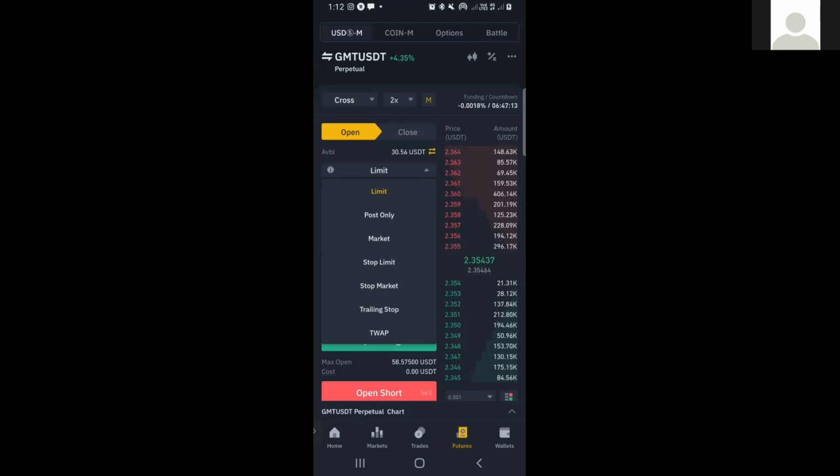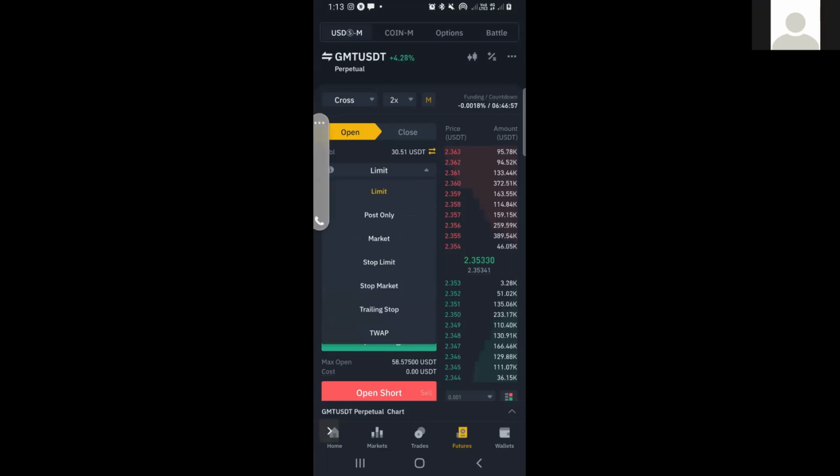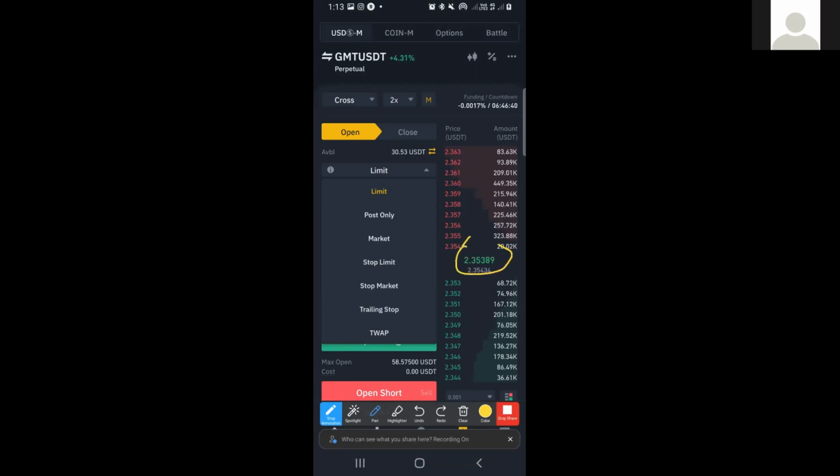So the first one is the limit order. A limit order is an order that you place on the order book with a specific limit price. So what do we mean here? For example, let's use this as the current price. Let's say we are under limit order. The current price here now is this, let's say 2.35, so that we'll be seeing 2.35 only. Let's say the current price is 2.35, assuming.